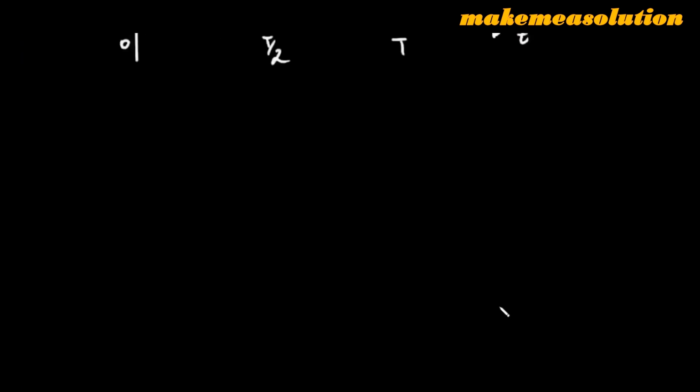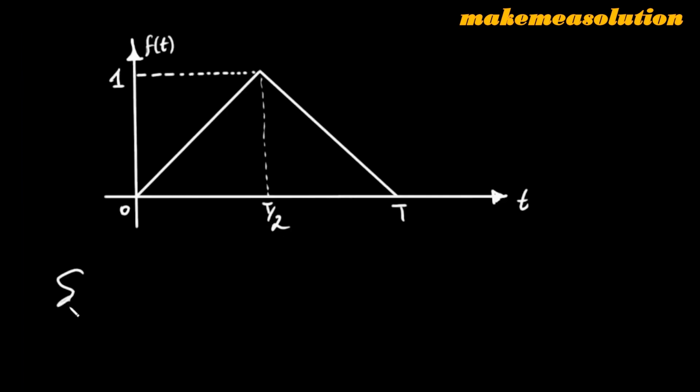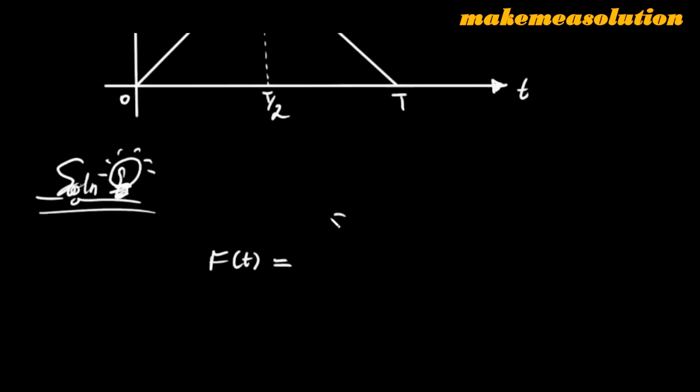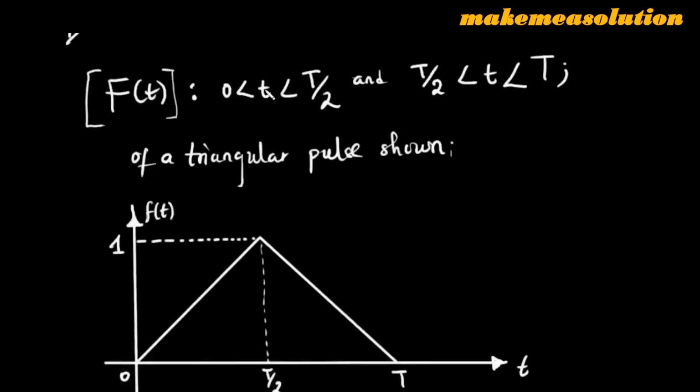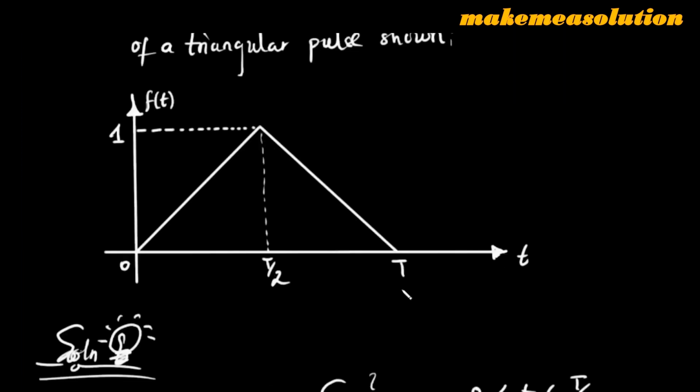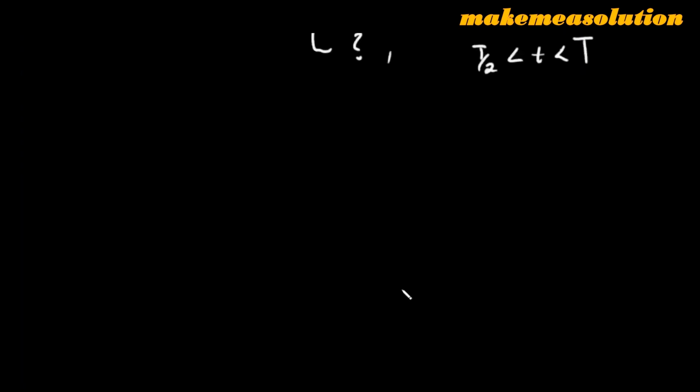So what we are interested in finding is how the function behaves. F of t is equal to what exactly? What is it from this interval 0 less than t less than T over 2, and what is it from this interval T over 2 less than t less than capital T? So from here to here, what is the function? And from here to here, what is the function? That's all we need to do. So we are going to be diving into the solution.